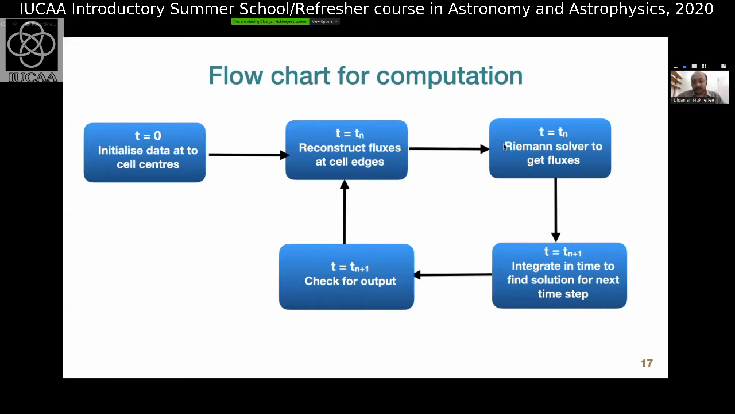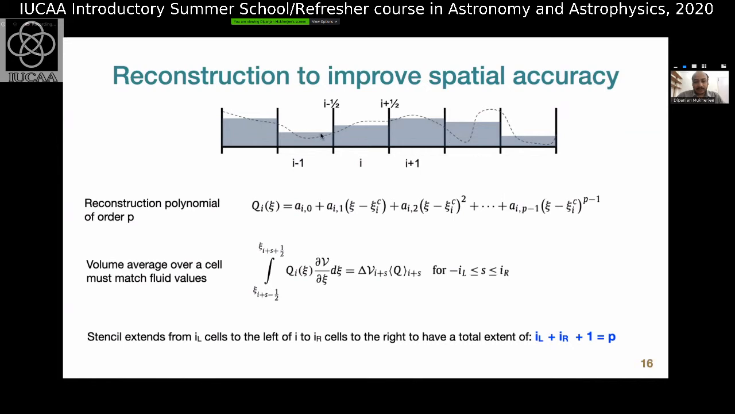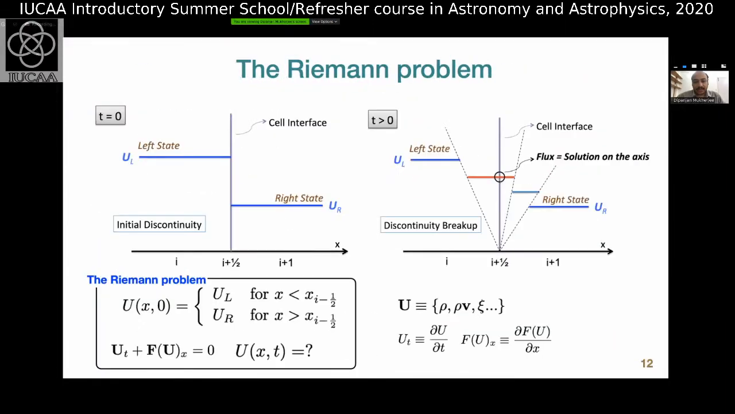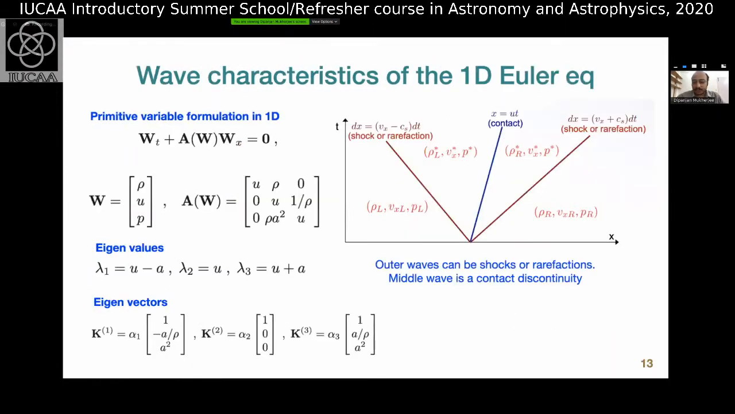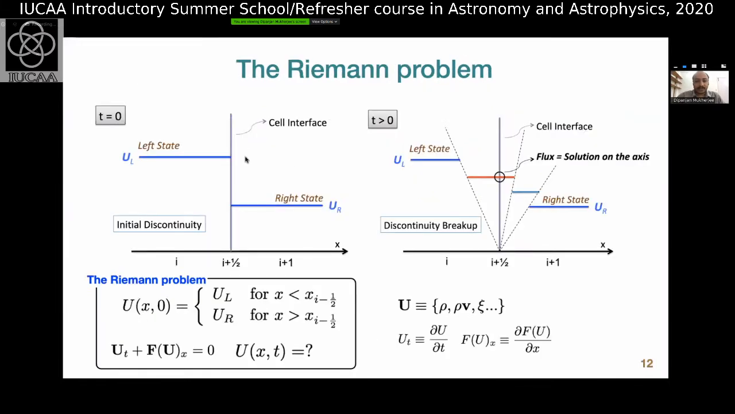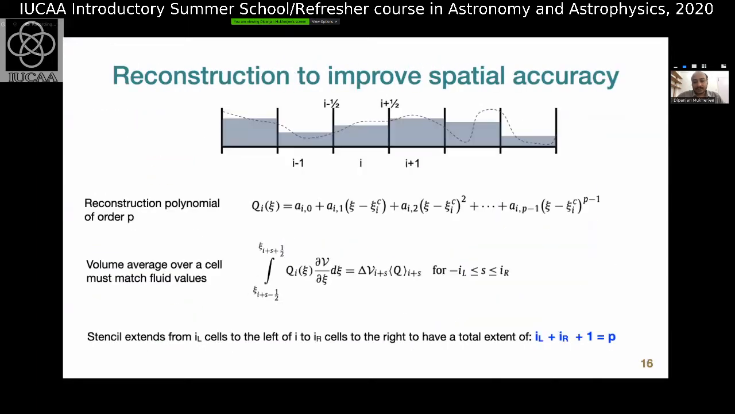Then we solve the Riemann problem. Now that we have the fluxes at these edges, so there is a flux here and flux here at each interface. Now, as we have this, then we solve the Riemann problem here. That is, if you have this two-state discontinuity at this interface, how will the value change at this point with time? So that is the Riemann problem.